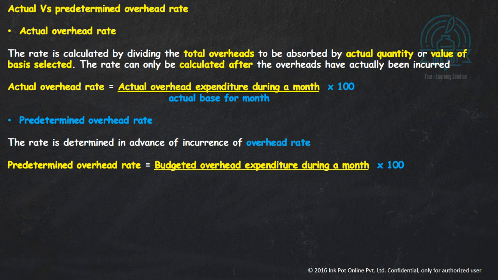And predetermined is when budgeted overheads are divided by budgeted base. For example, we want to estimate the overhead rate for the future. So we'll be taking budgeted overhead expenditure with the budgeted base, and we can calculate the predetermined overhead rate. The rate is determined in advance of the incurrence of overhead.